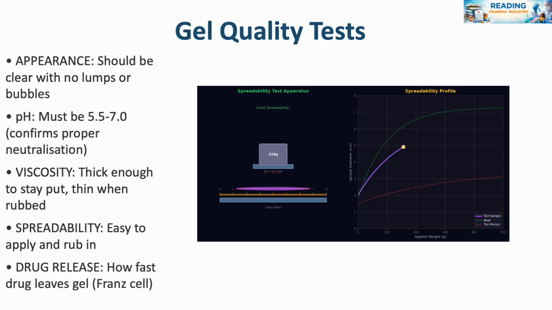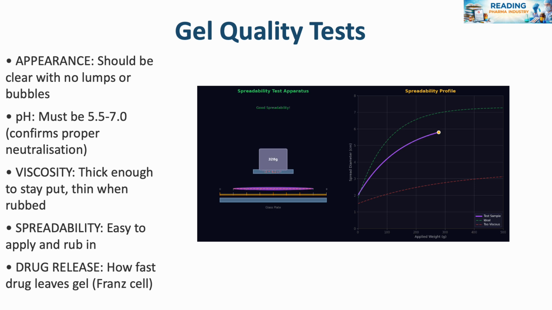There are tests that we can do to assess the quality of the final gel. The first one is the appearance of the gel. It should be clear with no lumps or bubbles. The pH must remain between 5.5 and 7, and that should confirm to us that we have achieved correct neutralization. But also remember that it is important to avoid any irritation to the skin.